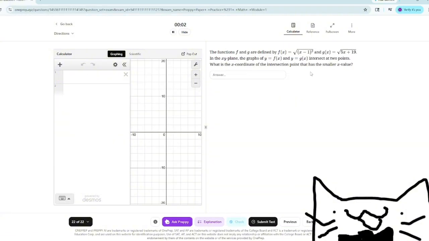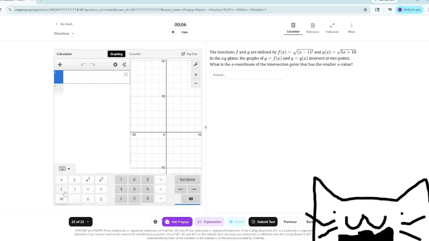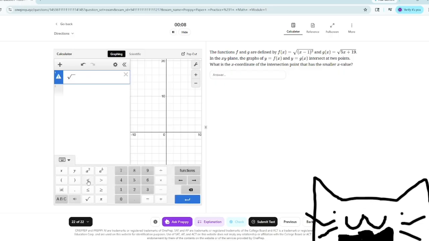Functions f and g are defined by whatever this is, and they intersect at 2 points. Okay, easiest thing, just plug it in. You don't have to do anything, unless you actually want to do the math, but I'm showing you how to do this so you don't have to do that. And you can just learn from here.